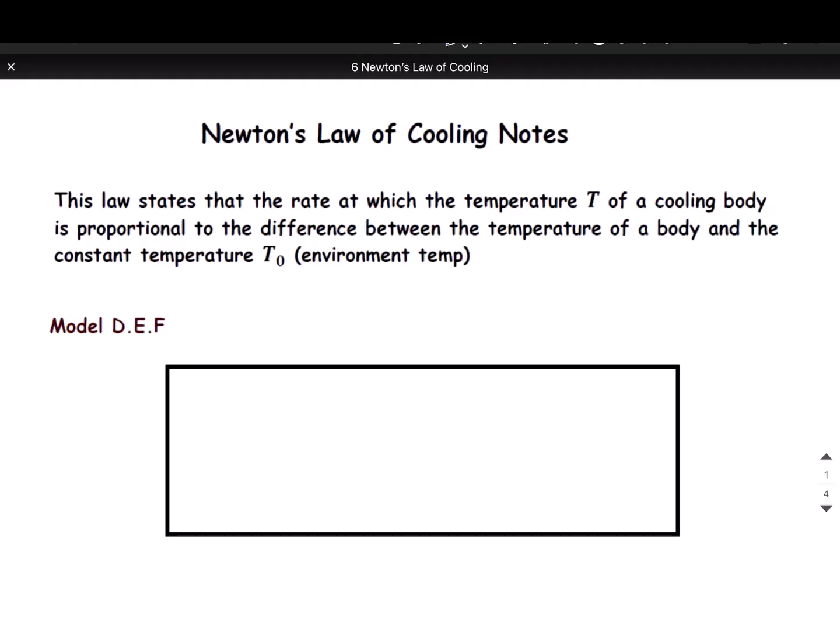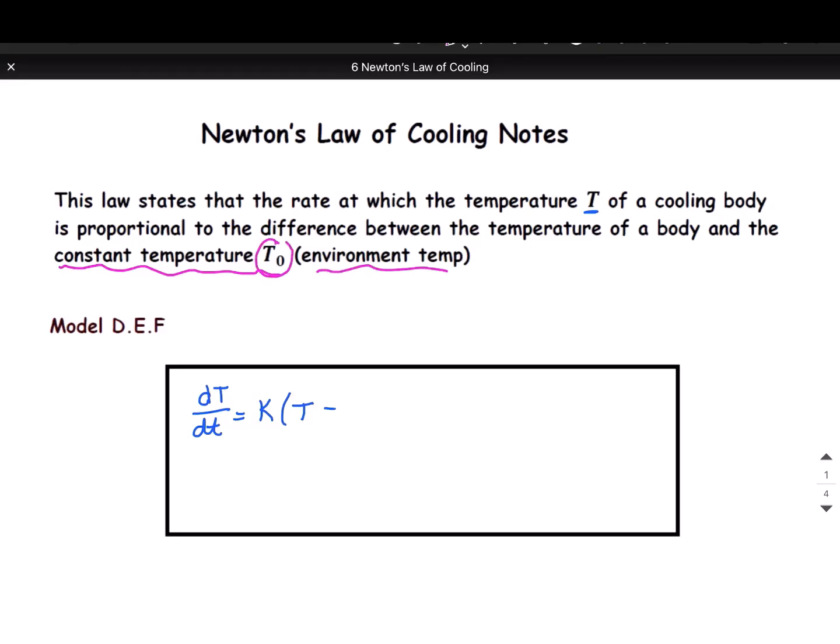Today we're going to look at Newton's law of cooling. This law states that the rate at which the temperature T of a cooling body is changing is proportional to the difference between the temperature of the body and the constant room temperature, the environmental temperature.